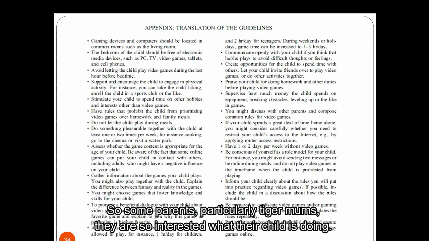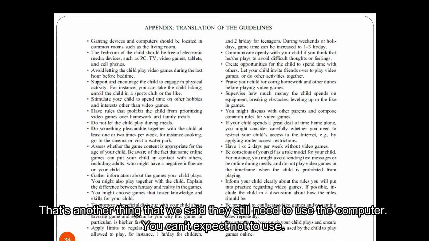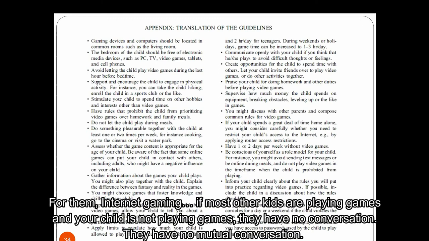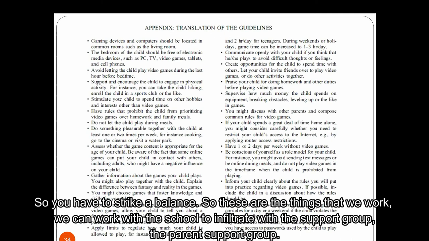So some parents, particularly the tiger moms, are so interested in what the child is doing. That's another thing we said: they still need to use the computer. You can't expect them not to use it. For internet gaming, if most other kids are playing games and your child is not, they have no mutual conversation. So you have to strike a balance. These are the things we can work on with the school, to infiltrate, we say infiltrate, the parent support group.